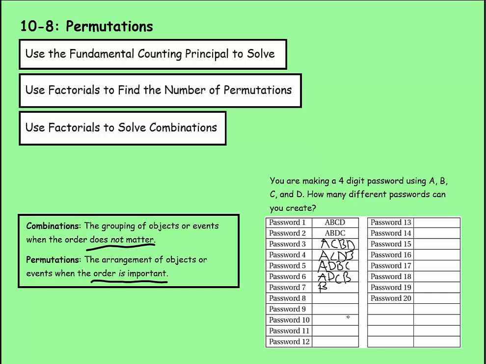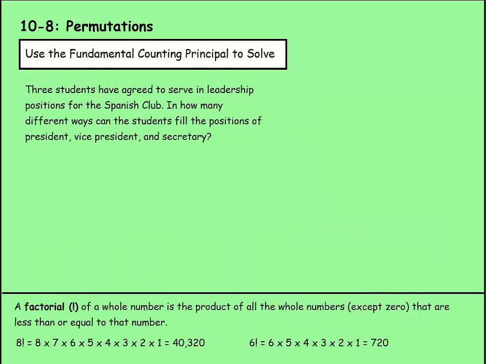It is useful to know how to do this, but we're going to teach you other ways to solve these permutations as well. First, we're going to use the fundamental counting principle to solve. And here's the idea of a fundamental counting principle with an example. We have 3 students that have agreed to serve in leadership positions in the Spanish club. In how many different ways can the students fill the positions of president, vice president, and secretary?